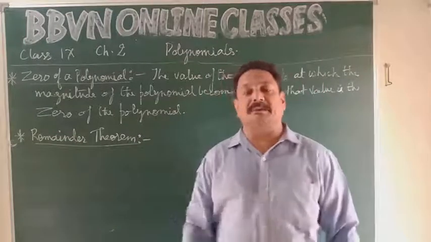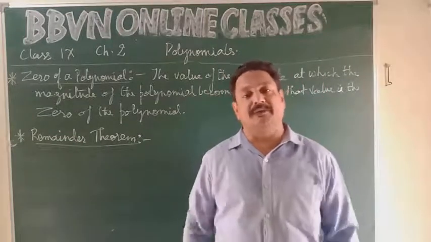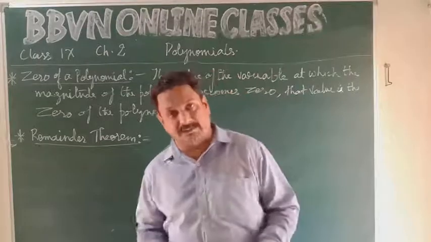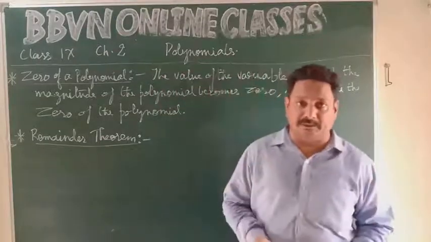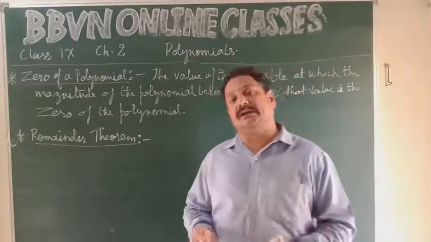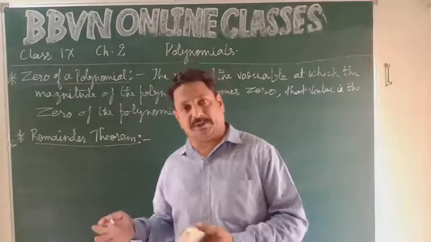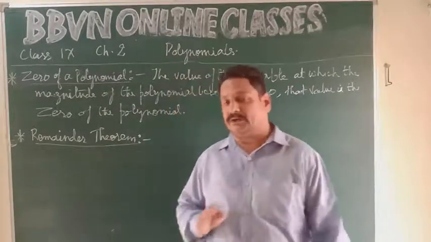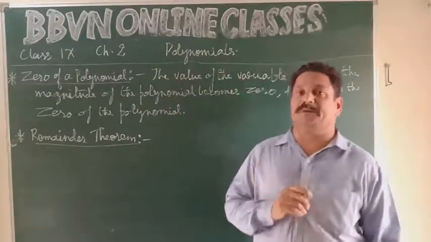So we were in chapter number 2 discussing polynomials. We have discussed what is a polynomial, what is the degree of a polynomial, and based on the degree how many different types of polynomials we can have, right? Today we will discuss zero of a polynomial.